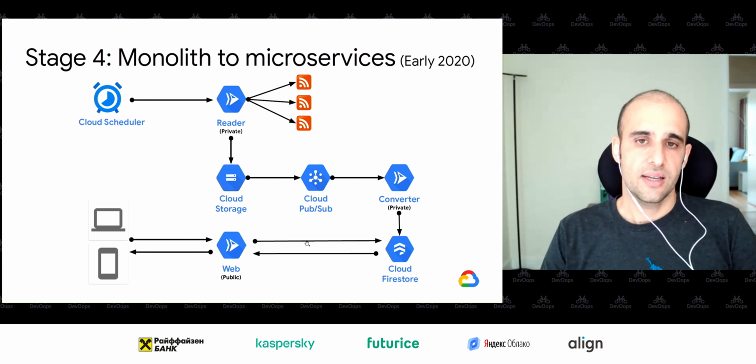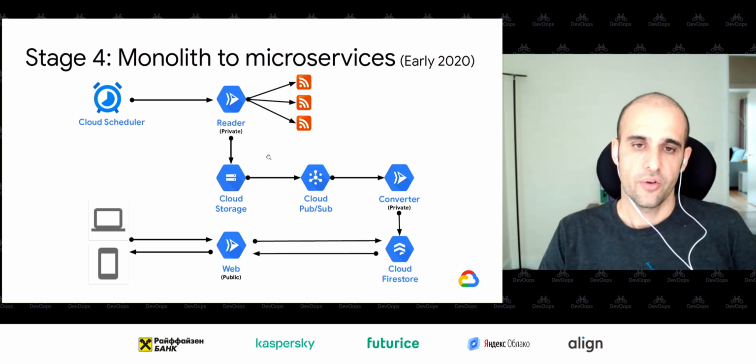And then as you can see, we don't have a single monolith anymore. We can individually update these services as we want. We can individually scale the services. So if we have more users, we'll scale up Web without scaling up Reader and Converter.